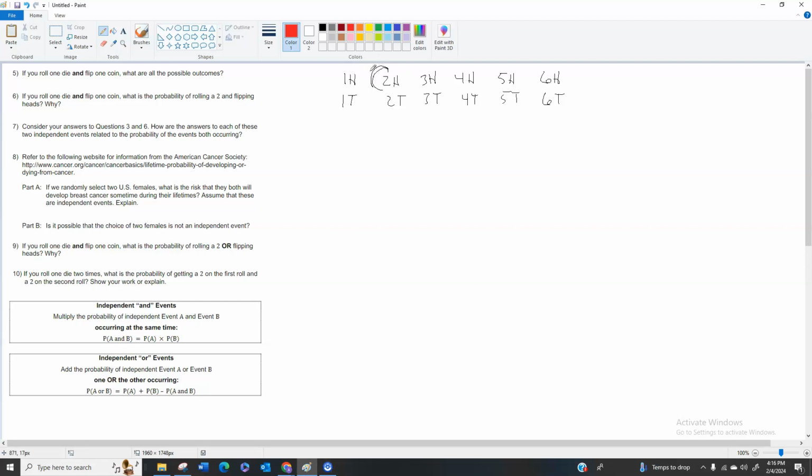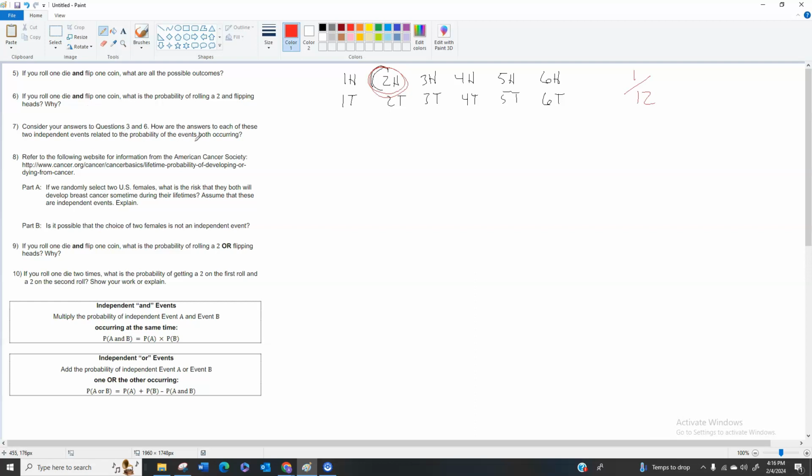So that's this right here. We've got 1 way out of the 12 ways. So we have a 1 in 12 chance that we're going to get a 2 and a heads. And again, the reason is because there's 1 way to do that out of the 12 different ways.